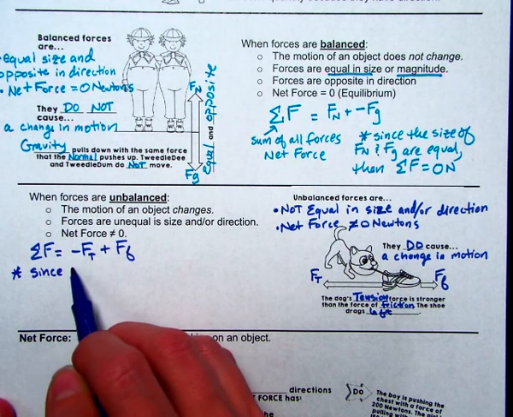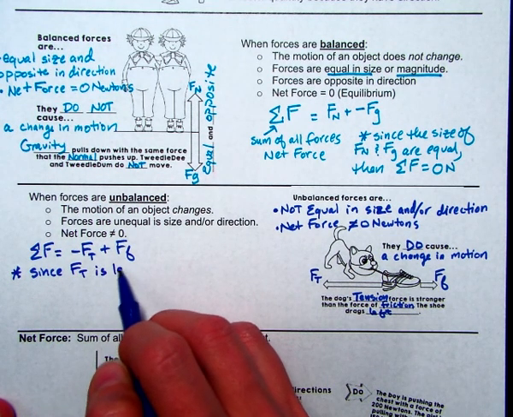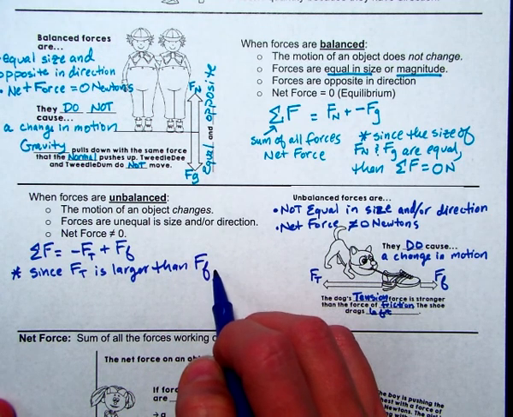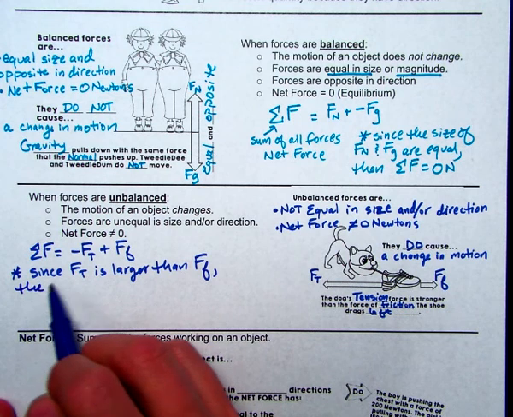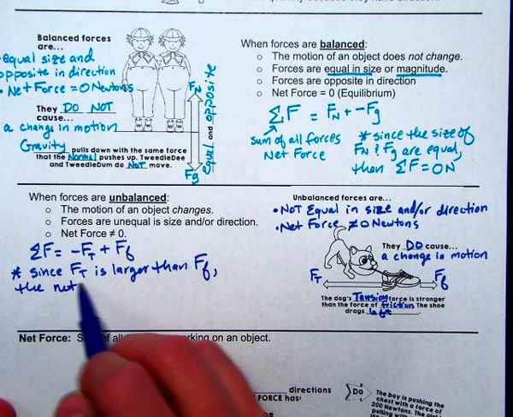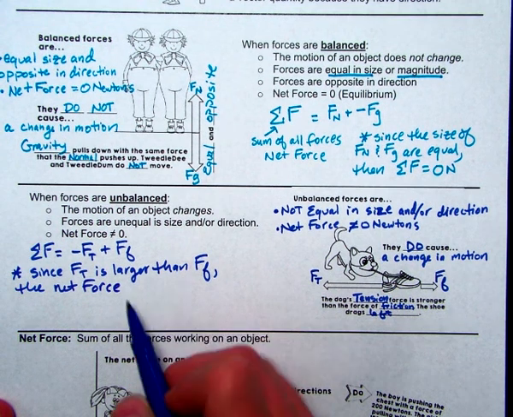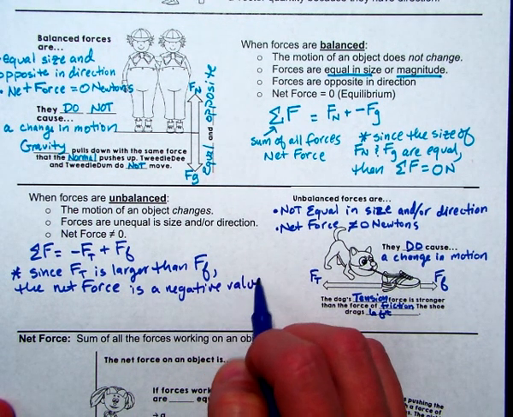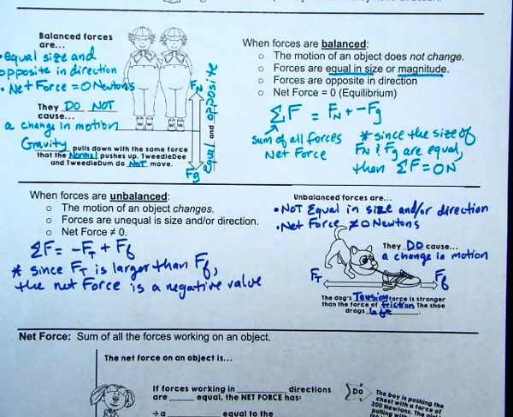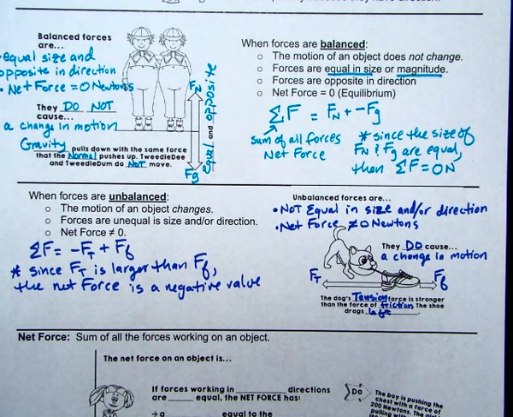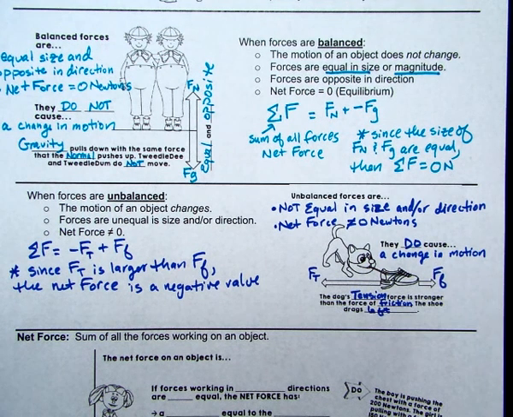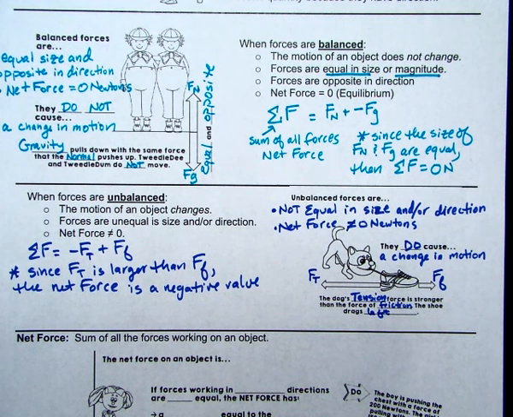Okay? Now, since Ft is larger than friction, which is Ff, the net force is a negative value. Okay, so the net force is a negative value. And in this situation, it's going to cause the shoe to move this way. Okay, that does not have to be the case though.